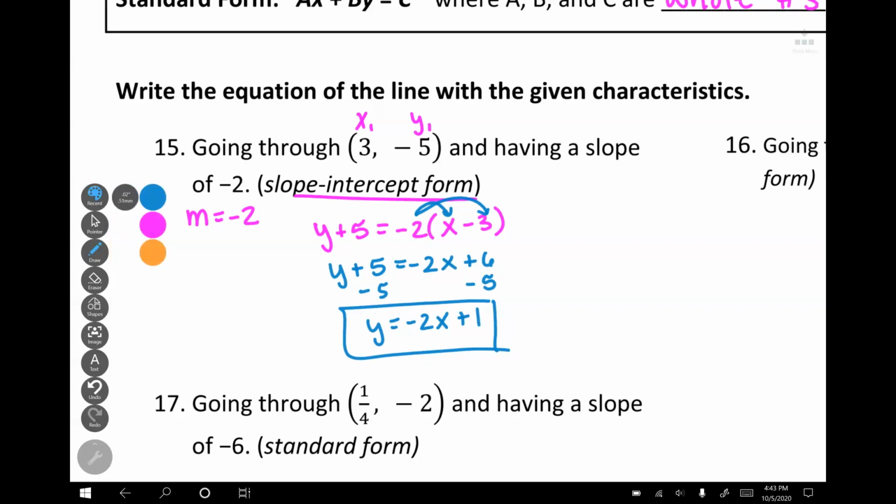So you should be able to picture that if you were to graph this, your y-intercept would be at 1. So we'll pretend that's 1. And your slope's going to be -2, so you would go down 2 and over 1 to get to your next point. And it would look something like that.